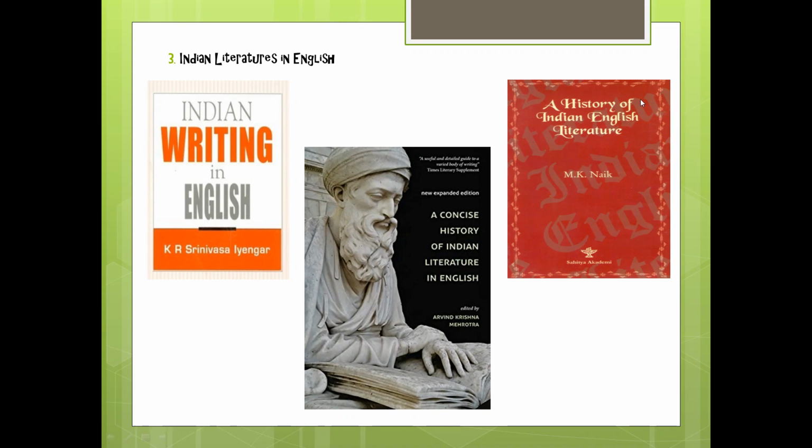Iyengar's book can. This book is a bit more updated, but still it's also dated to a certain extent, so you will find the necessary information that you want up till the 2000s. Now, in order to suffice the latest contexts and developments in Indian English literature, we have only one book that is authentic in nature, called A Concise History of Indian Literatures in English, edited by Arvind Krishna Mehrotra. So this is not a book that is entirely written by Mehrotra.